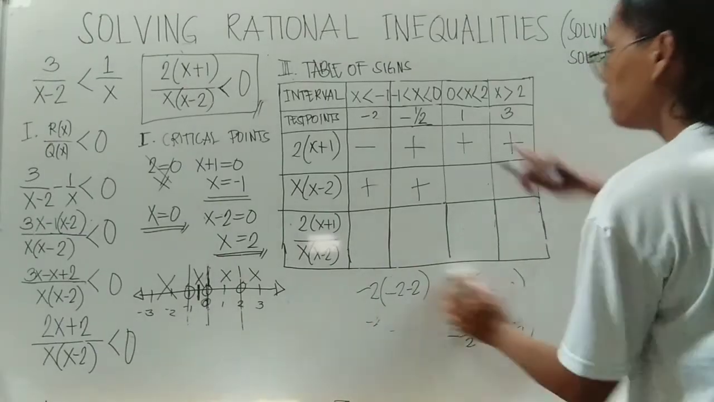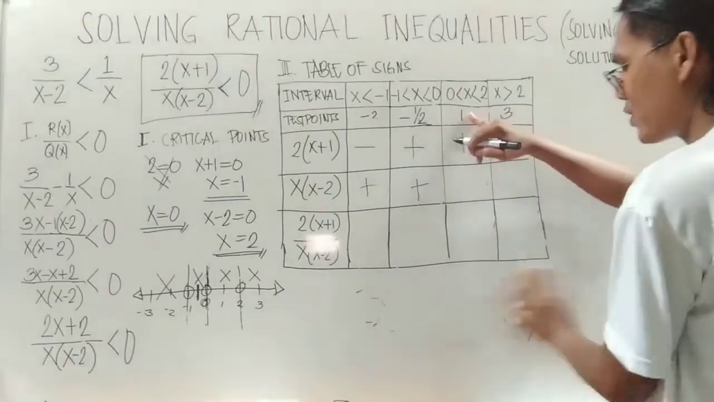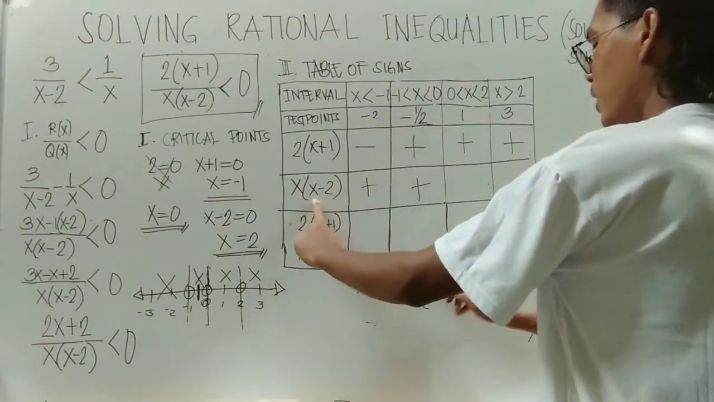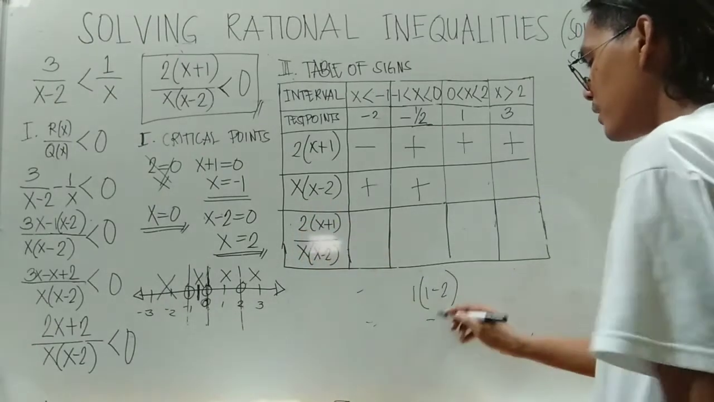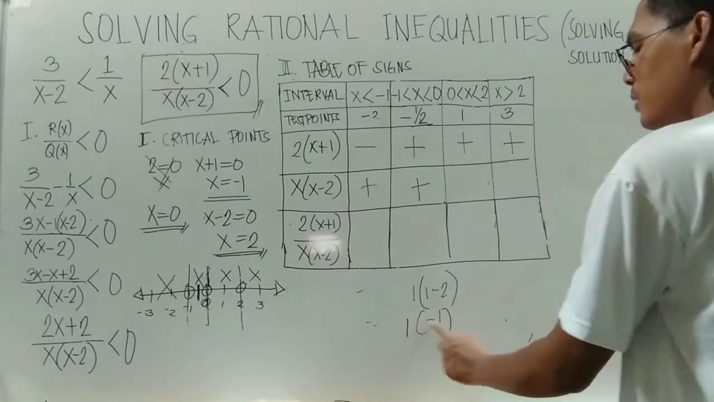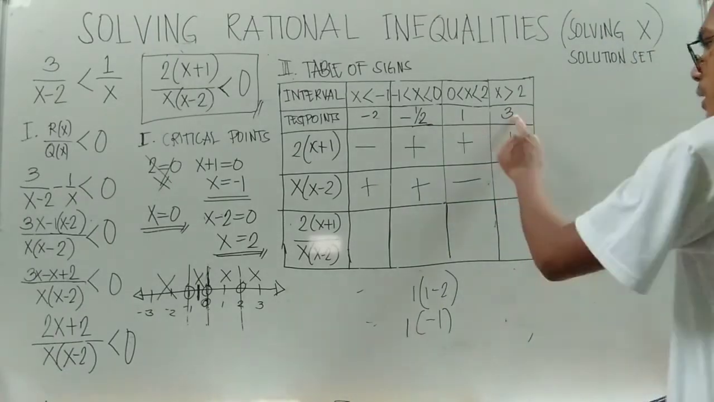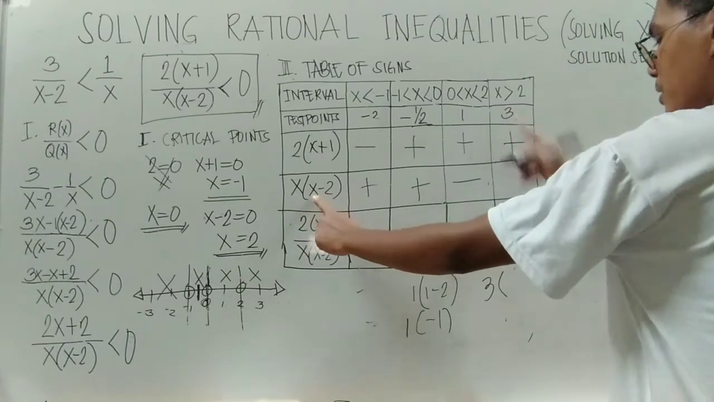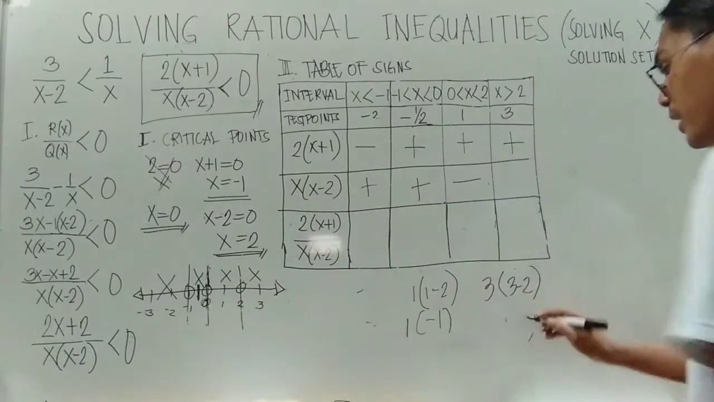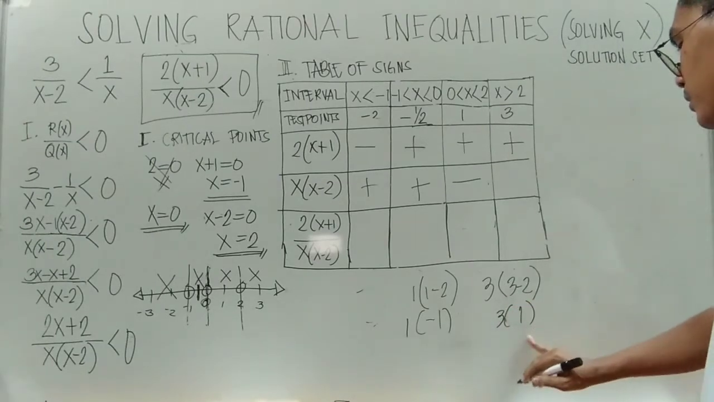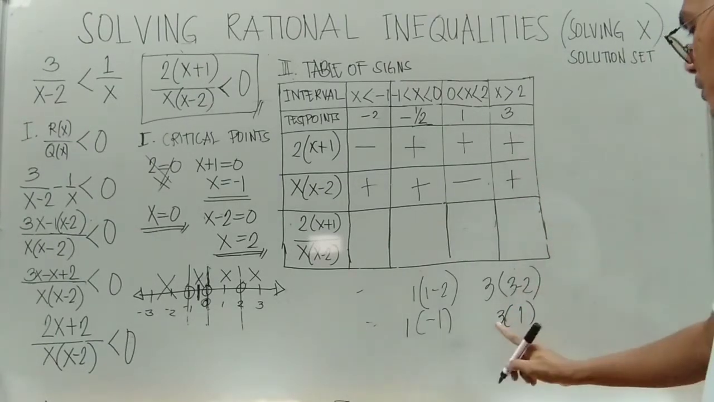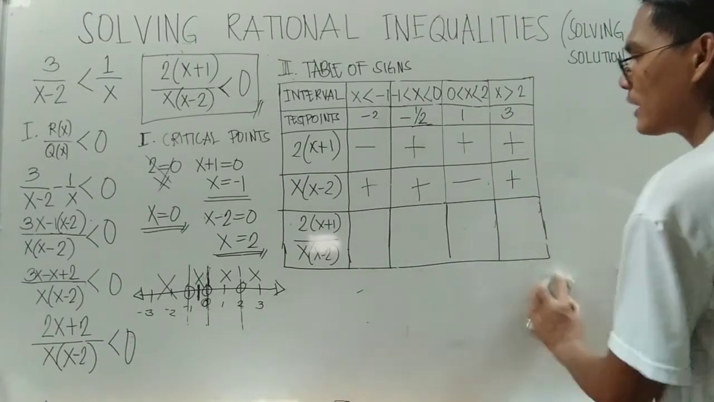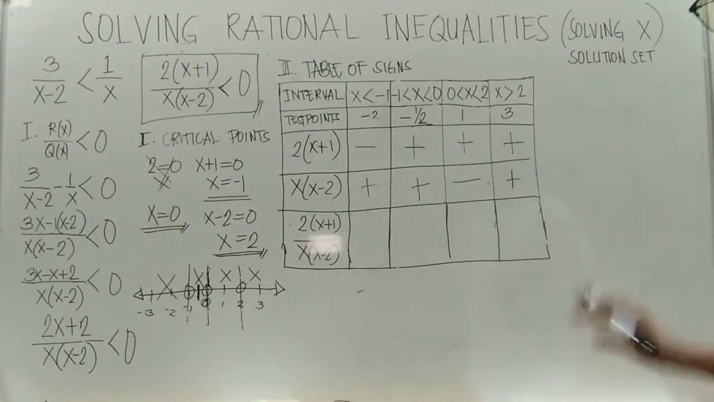Okay, another one we have positive 1. X is positive 1. So 1 times 1 minus 2. 1 minus 2 is negative 1 times 1. Positive times negative is negative. Then we have 3. So 3 times the quantity of x, which is equal to 3 minus 2. So 3 minus 2 is 1 times 3. You will have a positive number, 3 times 1, which is positive 3. Okay? So I guess we are clear in this part.